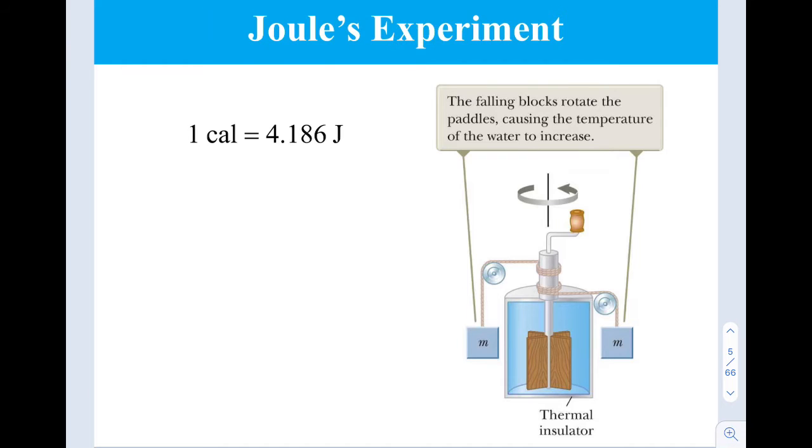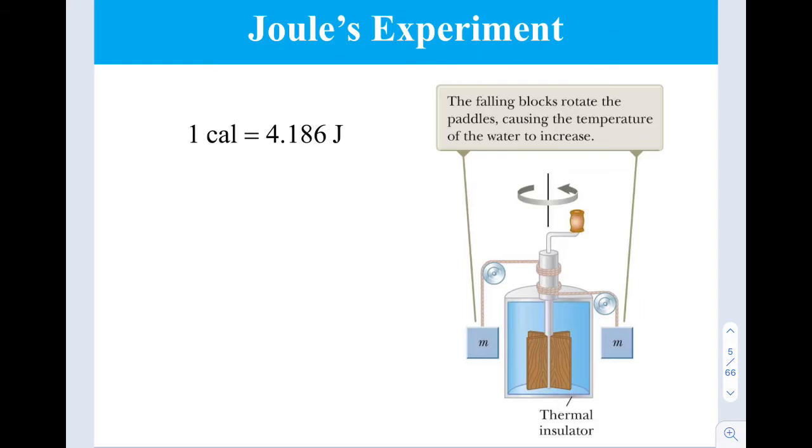If the two blocks fall through a distance h, the decrease in potential energy of the system will be 2mgh, where m is the mass of the block. This energy transforms to internal energy, E internal, of the water. By varying the conditions of the experiment, Joule found that the decrease in mechanical energy is proportional to the product of the mass of the water and the increase in water temperature. This proportionality constant was found to be approximately 4.18 joule per gram degree Celsius.